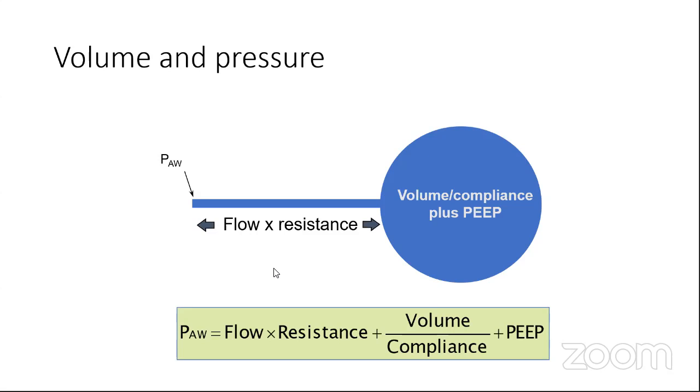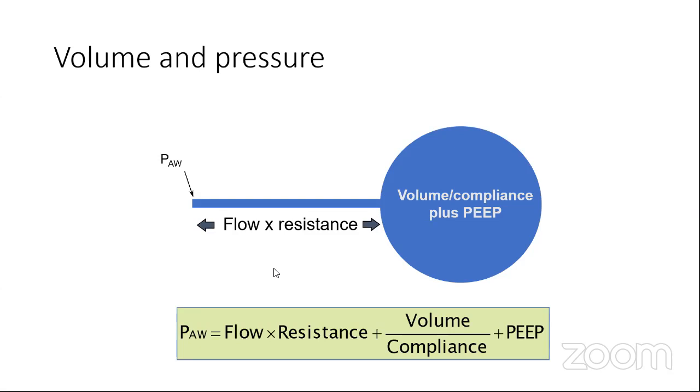So first of all, as we said, mechanical ventilation is always about pressure. So we need to understand the relationship between pressure and volume during mechanical ventilation. This diagram illustrates the lungs. This circle represents the alveoli or the air spaces, and this tube represents the airways or the air pipes.